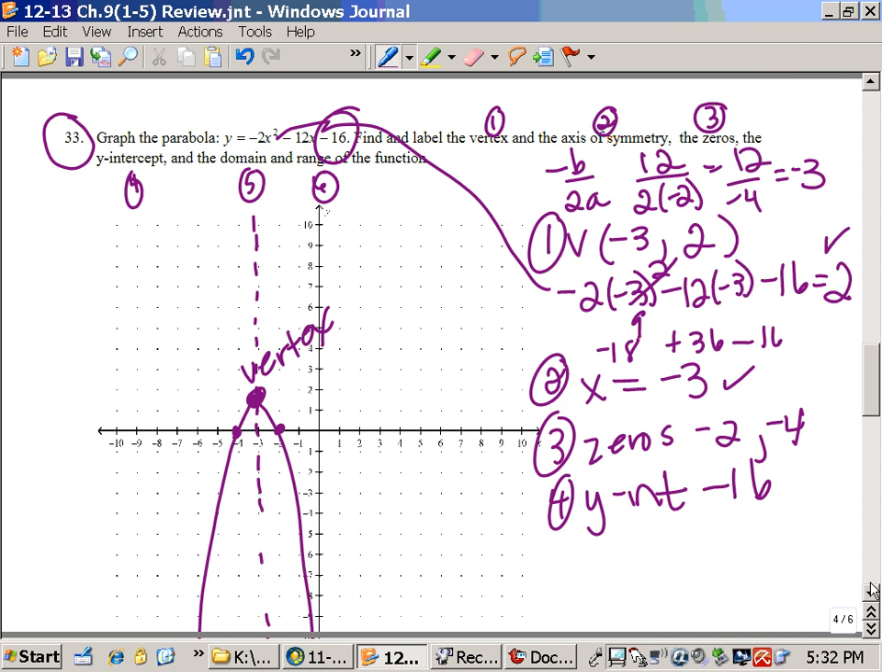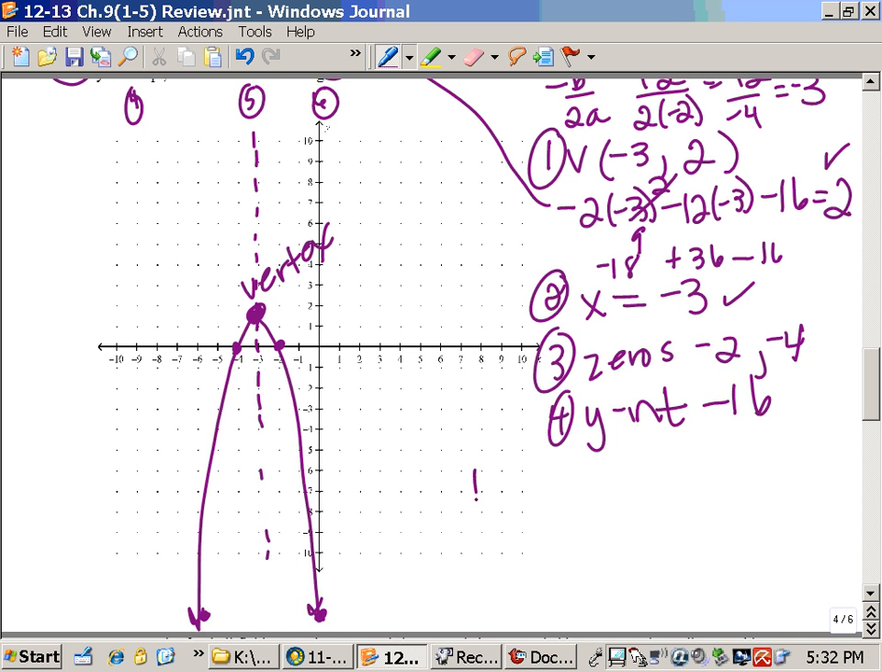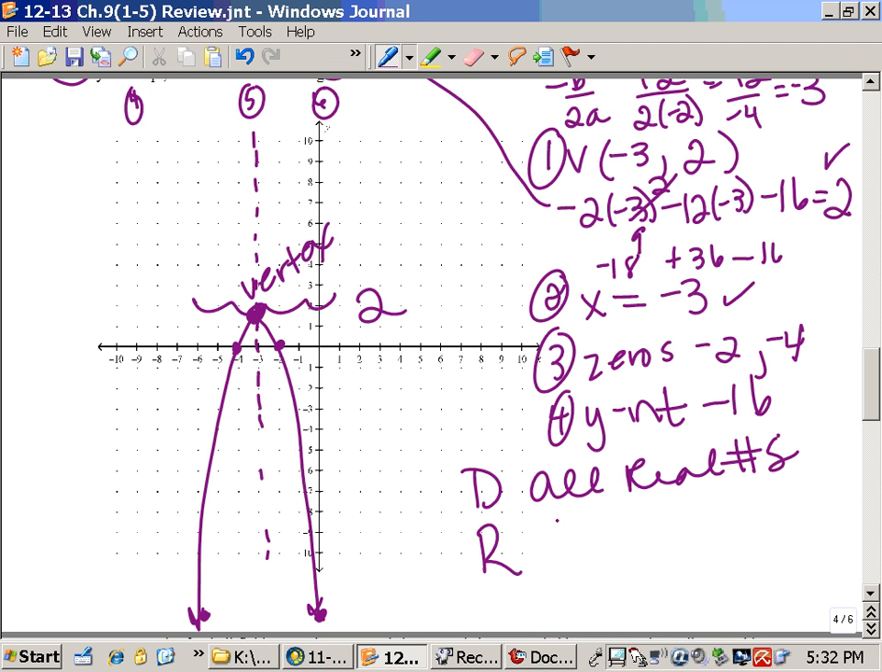Did I answer all the questions? Oh, I have to do the domain and the range. Okay, the domain is going to be all real numbers because it's from -infinity to +infinity. Now, since this is going down, this has a maximum, and the maximum occurs at 2. So I have to put the smallest number on here first, and the smallest number is -infinity. The highest number is 2. You could also write that by saying y is less than or equal to 2.